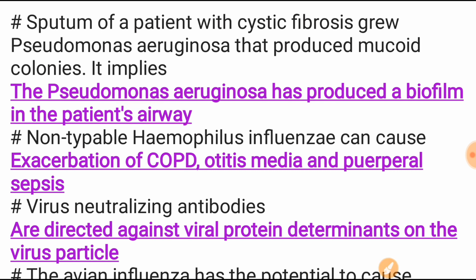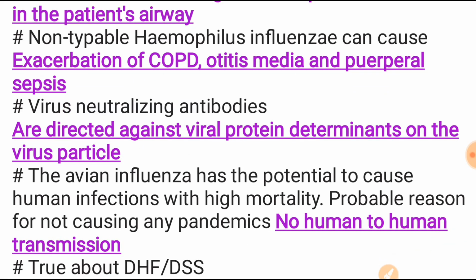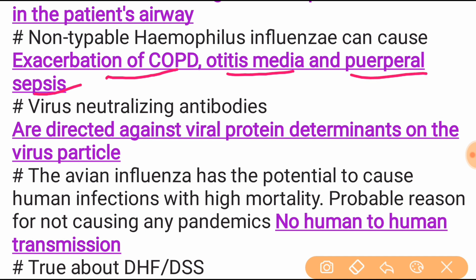So next thing, the non-typable Haemophilus influenzae can cause exacerbation of COPD, otitis media, and puerperal sepsis. Already told in the first question that the non-typable or non-invasive, otitis media, sinusitis, puerperal sepsis, all these things are caused by non-typable Haemophilus influenzae.